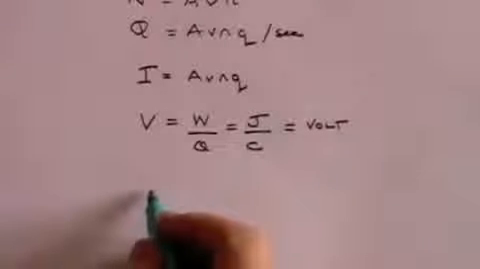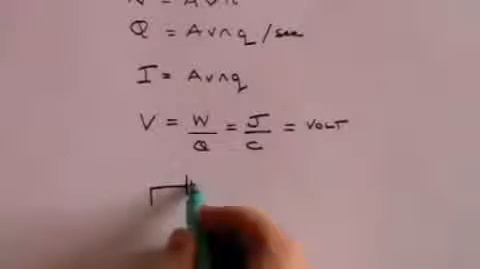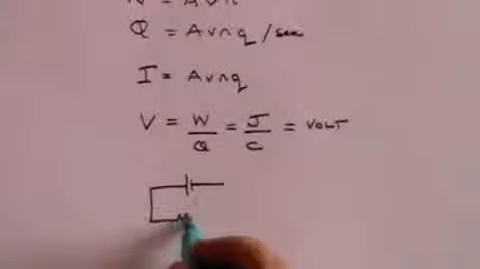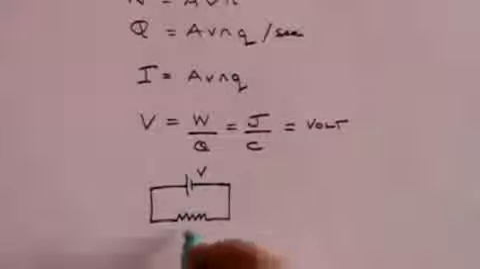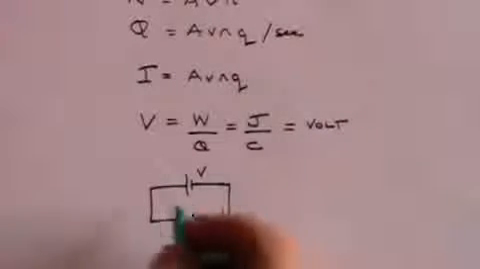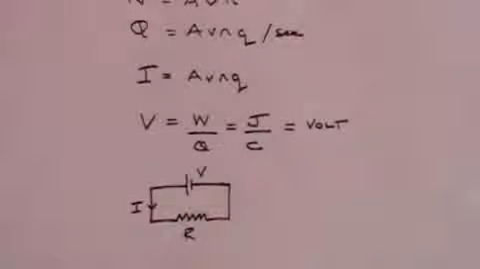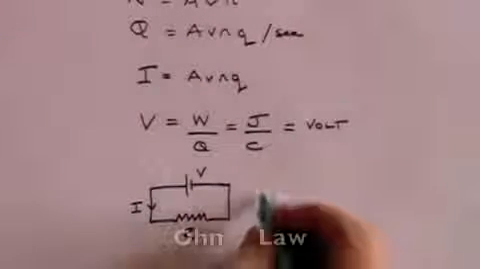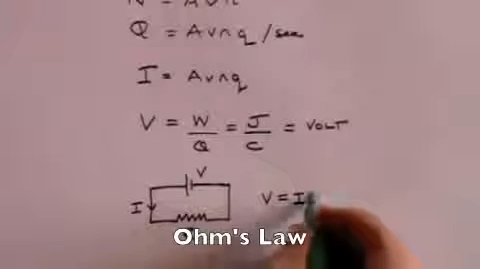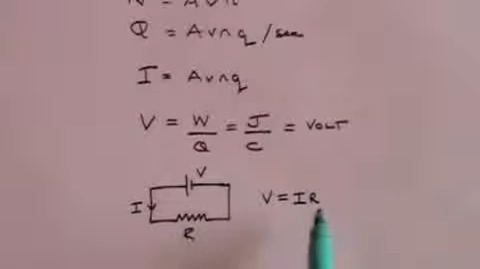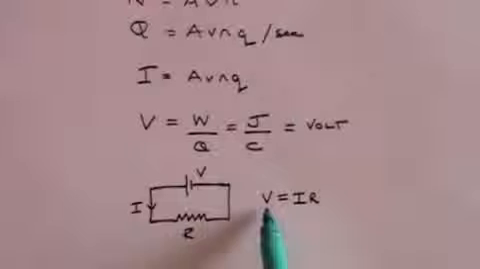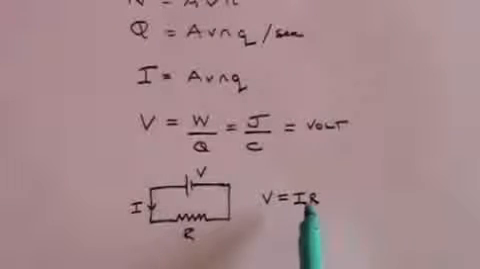Now we can relate the voltage and the current in a simple circuit in this way. Here we have a battery, here we have a resistance. The battery will have a voltage V, the resistance will have a resistance R, and there will be a current I flowing in the circuit. And Ohm's law tells us that V equals IR. The voltage is the product of the current times the resistance. The voltage is measured in volts, the current is measured in amps, and the resistance is measured in ohms.